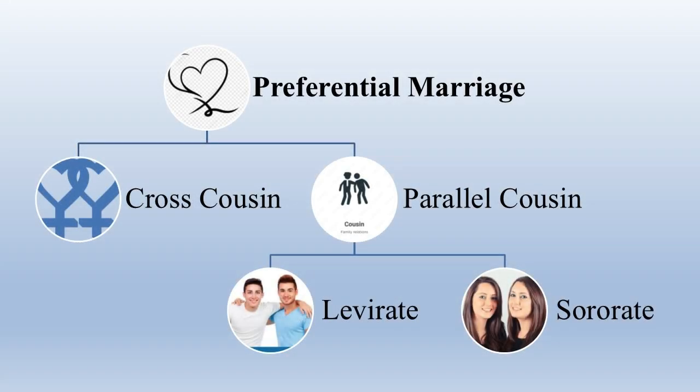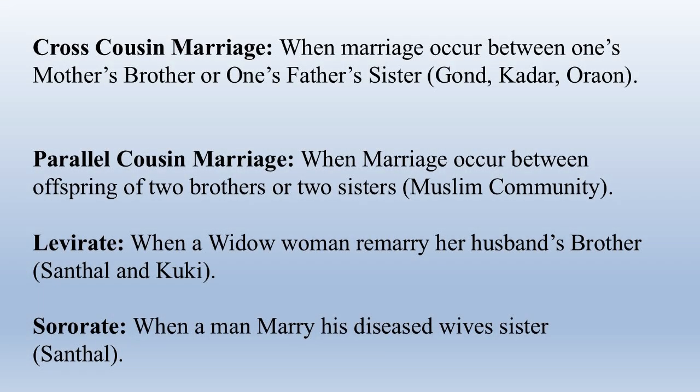Now we will see the different types of preferential marriage. In some cases, marriage between relatives is preferred and it is socially sanctioned. First is cross-cousin marriage. In cross-cousin marriage, a person marries the child of their parents' opposite sex sibling, which means a man marries his mother's brother's daughter. It has been found among the Orao community.